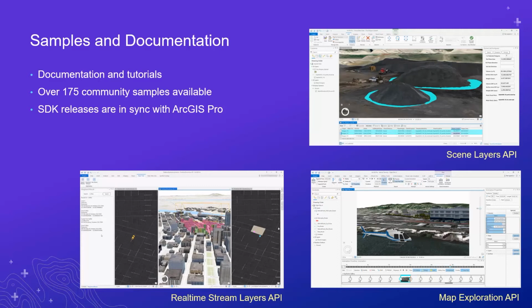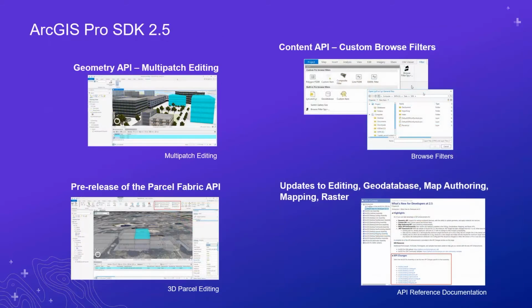All of our SDK releases are in sync with ArcGIS Pro, and I'd just like to show you some of the new enhancements at 2.5, which came out in February. There are enhancements to the Geometry API, which provide developers with the ability to create workflows for multi-patch editing. There's also enhancements to the Content API, where you can now create custom browse filters. These work together with custom items.